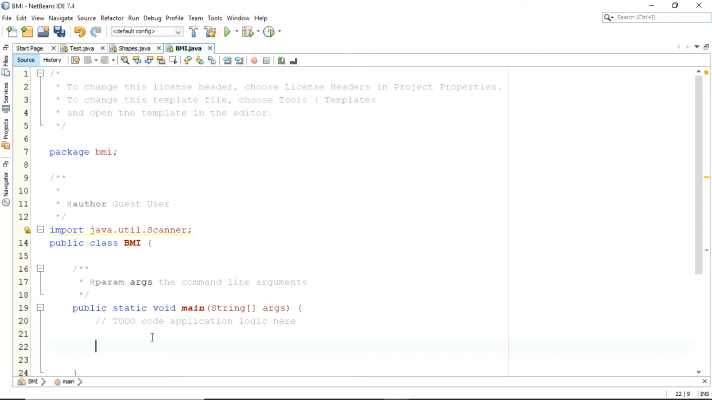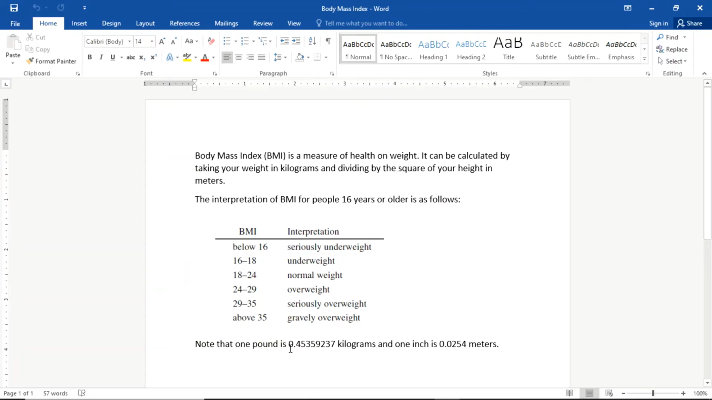So you're going to say final double. So as you can see, 1 pound is equivalent to this value here. So I'll just call my variable pound. Once again, if you don't know how to declare variables, please visit our previous video to learn how to do that.